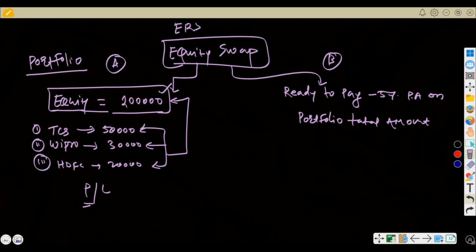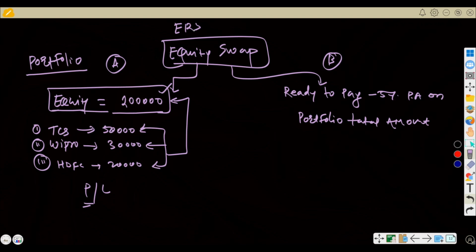Yes. And B is entitled to pay 5% fixed on 1 lakh to A. And A is entitled to pay whatever happens with the equity portfolio. If the price goes up or down, that will transfer to B. Simple. Whatever happens, it would be the responsibility of B. It's not the responsibility of A after the execution of the equity swap contract.